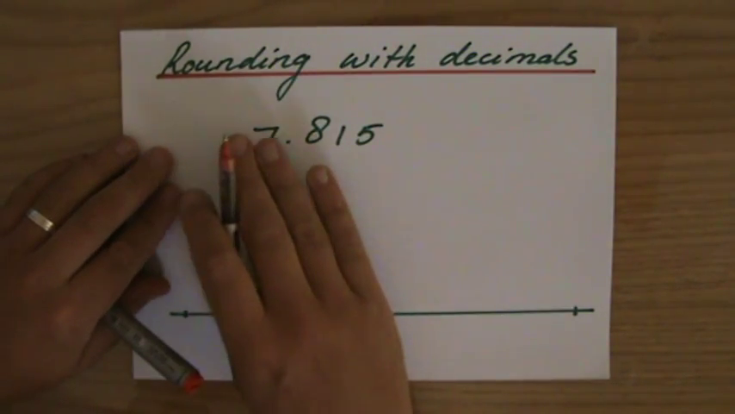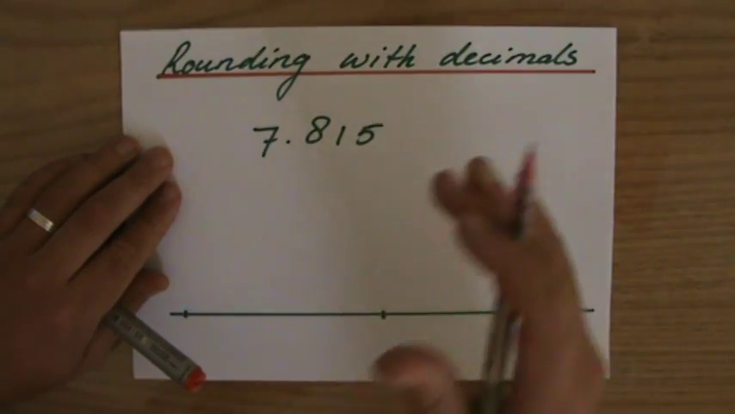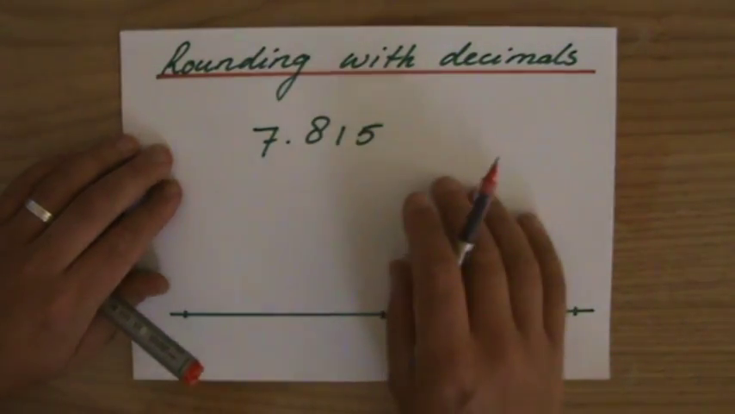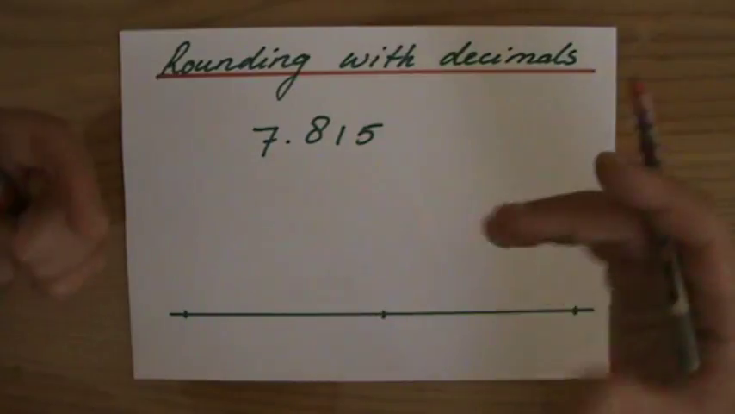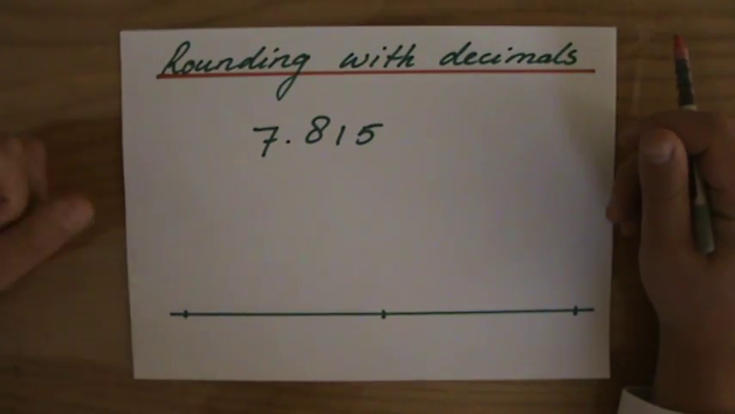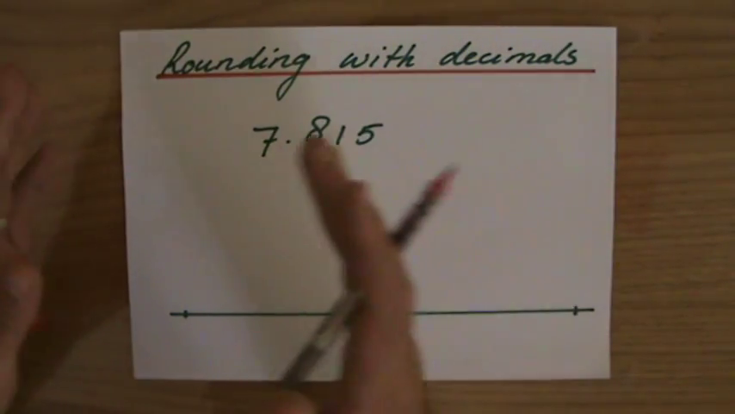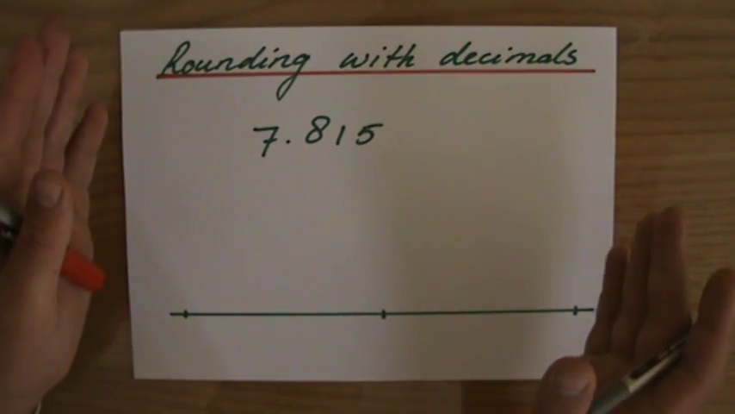I hope you've seen my videos already about rounding with whole numbers, because rounding with decimals requires the same understanding of numbers and place values actually as rounding with whole numbers. You're doing the same thing.